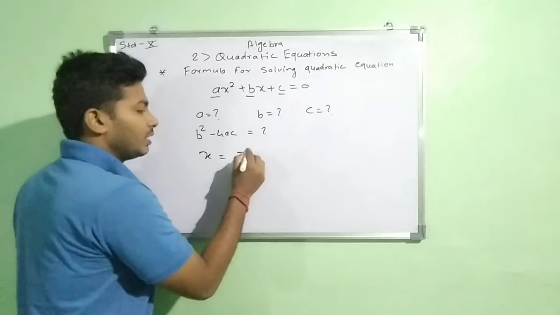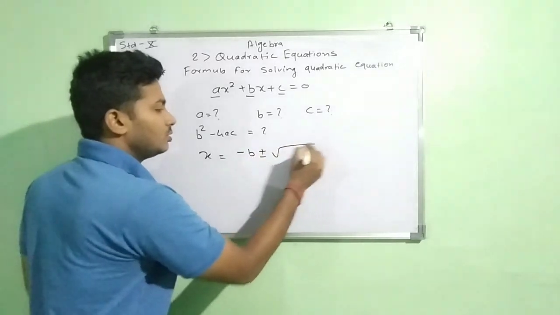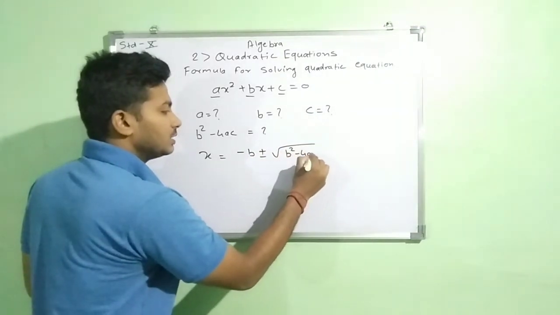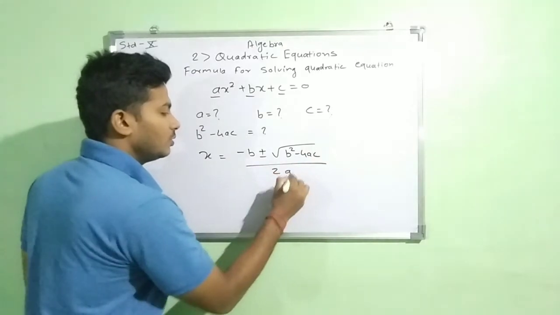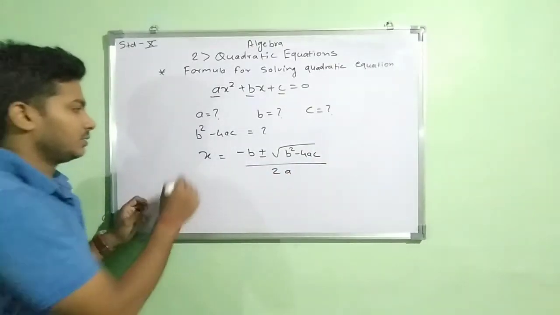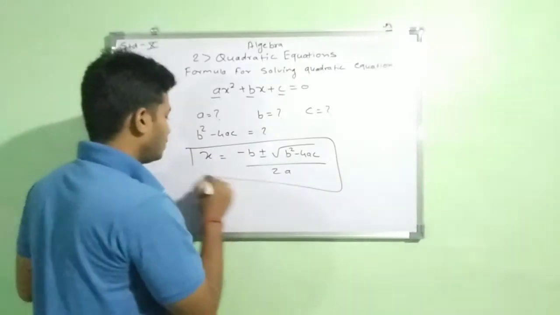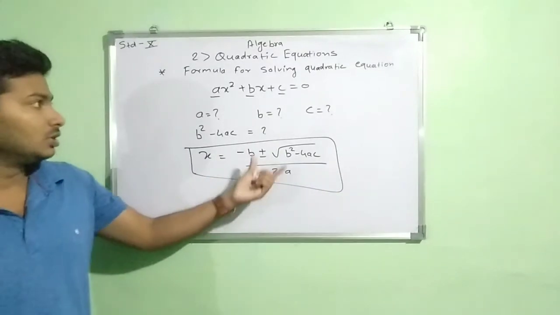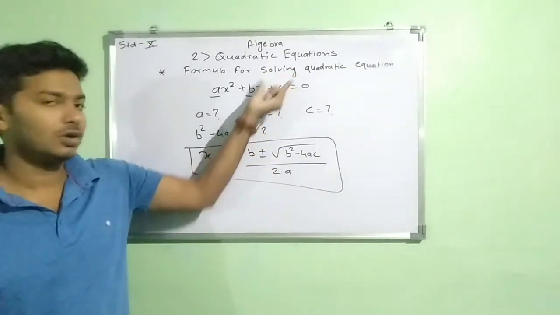So finally, whatever the roots will be, that is equal to minus b plus or minus under root b square minus 4ac divided by 2a. So this is our formula for finding the roots, that means to find the solution of the quadratic equation.